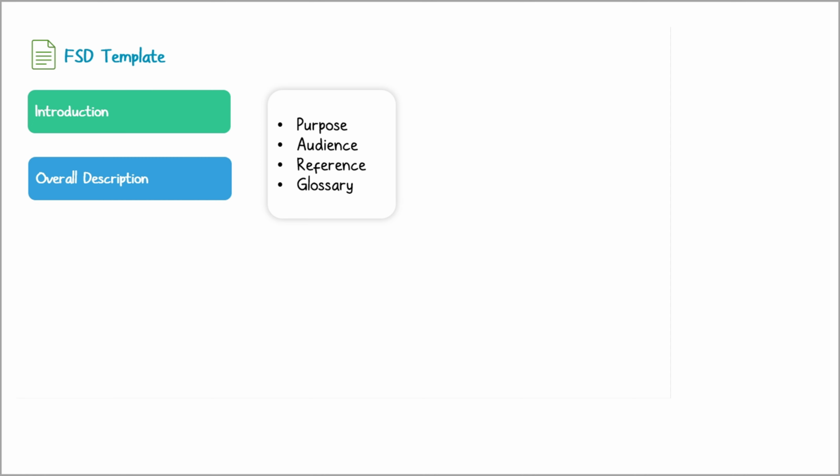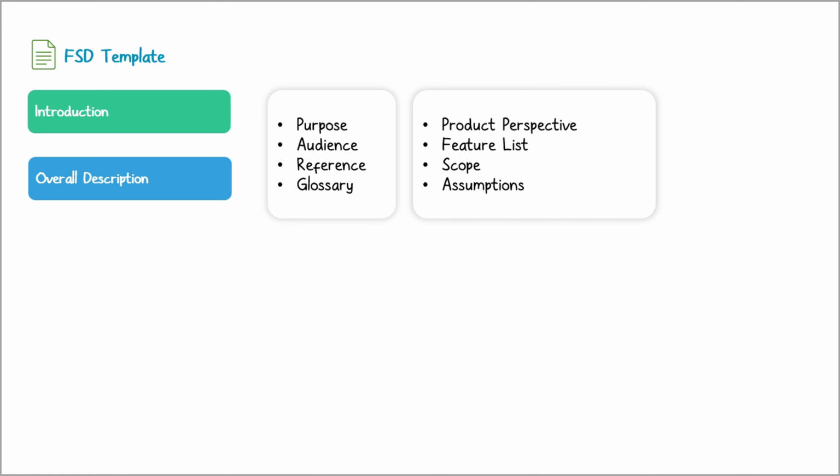Next, we have the overall description. In this section, we will list out the product perspective, so basically how the product fits in the ecosystem, then features to be offered, then what is in scope and out of scope for this particular document. Next, the platform we will be supporting like mobile, Android, iOS, web browser, or maybe hardware like a POS machine, etc. Then we will talk about assumptions and dependencies.